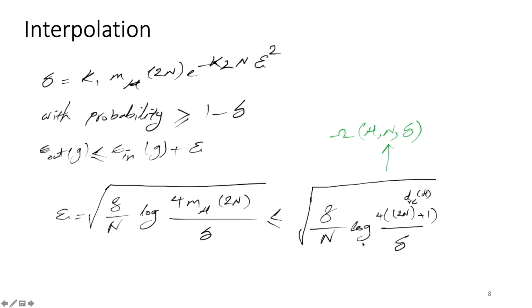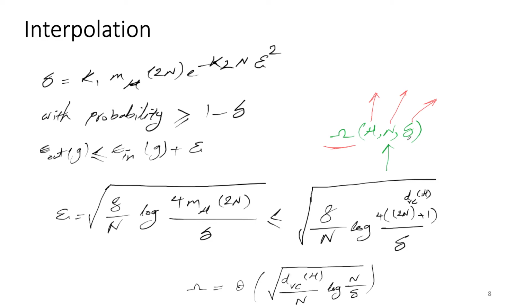Eight over n log of 4 2n, VC dimension plus 1, divided by delta. And we call this omega with these hyperparameters: hypothesis h, number of data points, and delta, right? So it's a function that uses the VC dimension and the number of samples to define the complexity of a model.